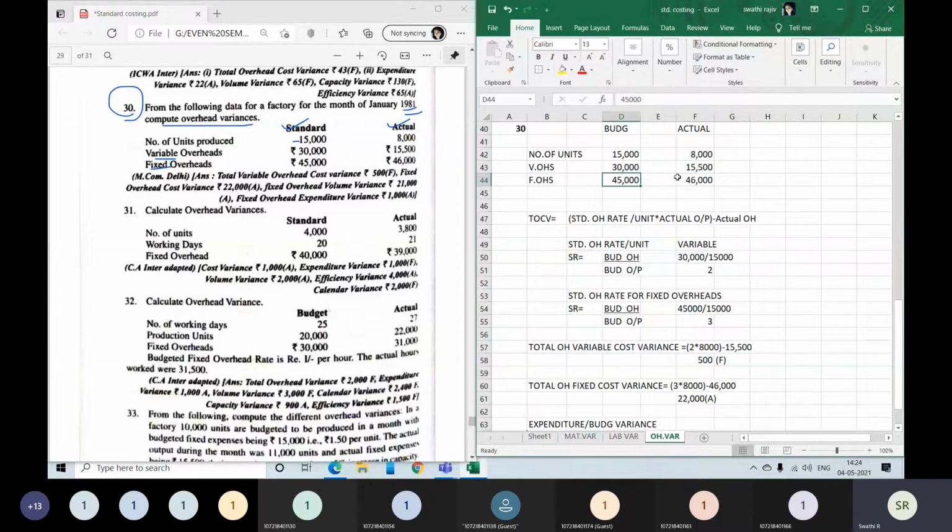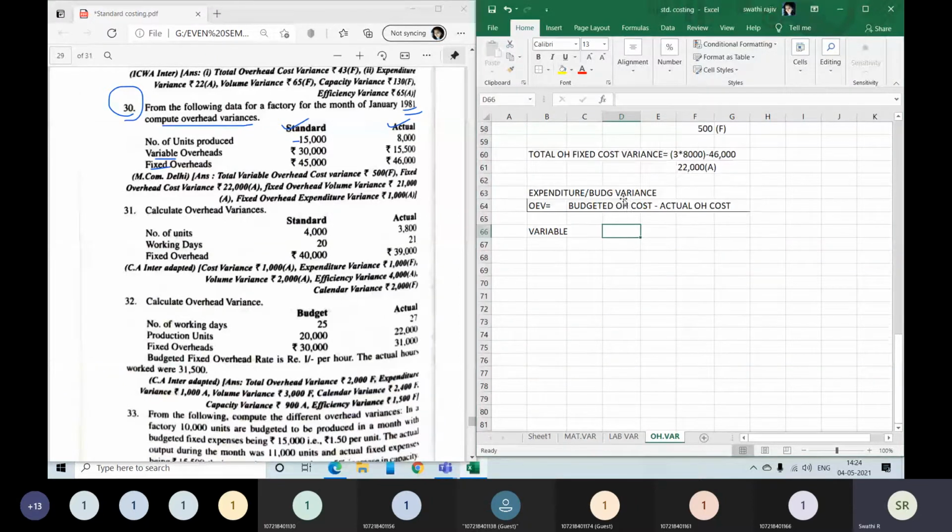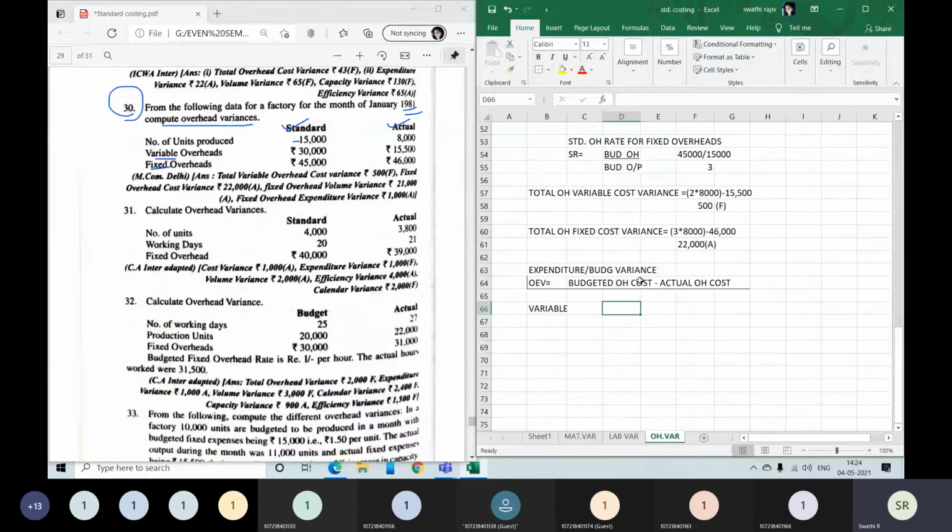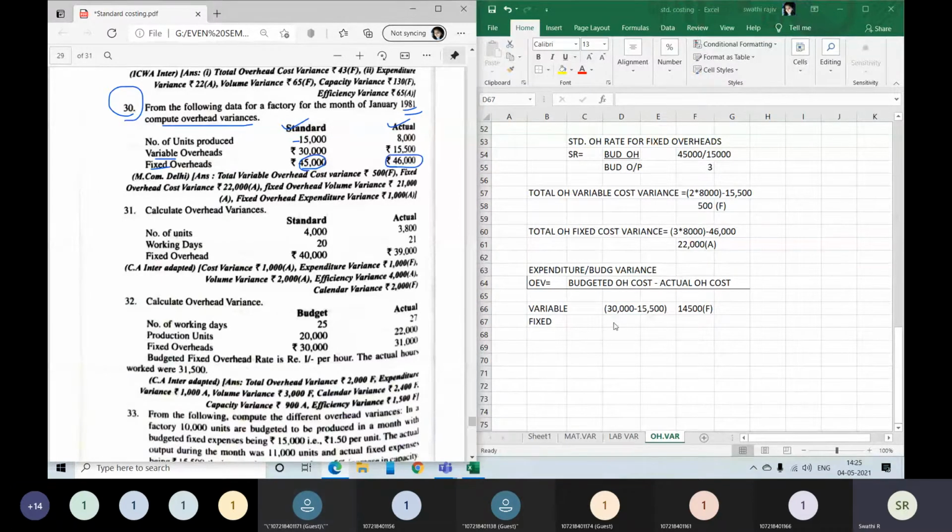And for fixed it will be 45 minus 46. So variable. What are the values? 30,000 minus 15,500. How much is it? 14,500. 14,500 favorable. Then for fixed, how much is it? For fixed, if you just check the question itself, what is budgeted? 45,000 minus 46,000. So 1000 is adverse. This is the easiest.